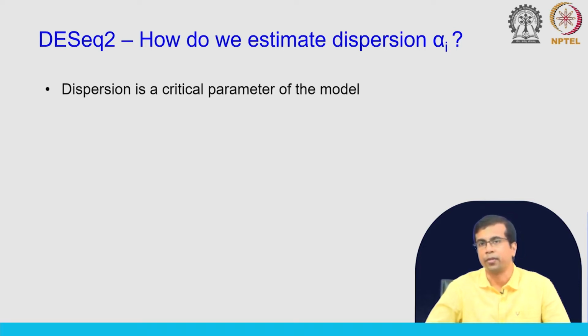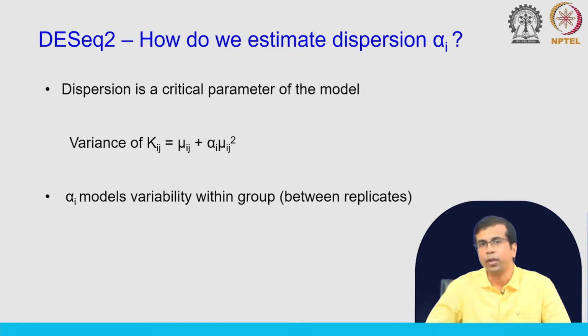This is actually a very critical parameter of the model, as you now understand. For doing the statistical test we have to use this parameter, because we are assuming a negative binomial distribution and this dispersion alpha_i is a parameter of the distribution. This will determine the shape of the distribution. Alpha is related to the variance of K_ij using this term: the variance of K_ij is given by mu_ij plus alpha_i mu_ij squared, and this models the variability within group and between replicates.